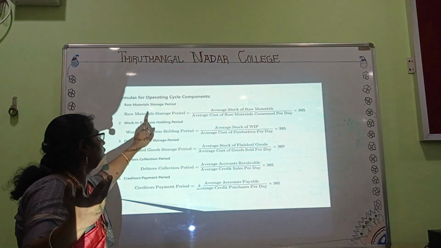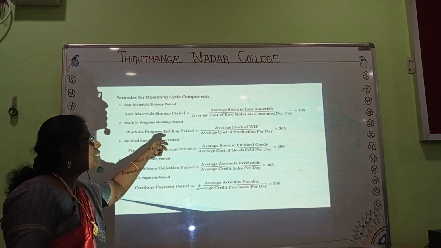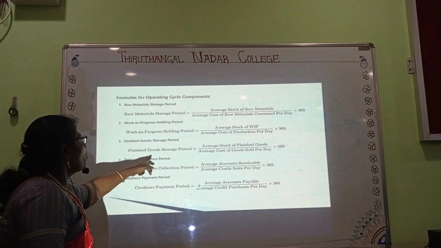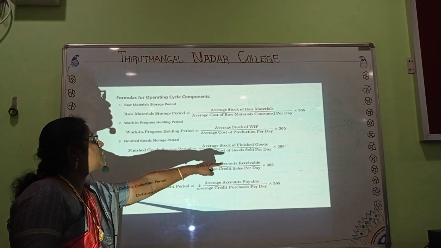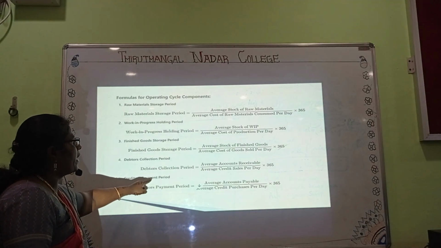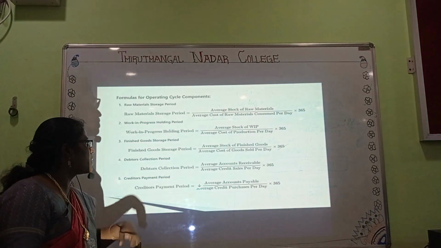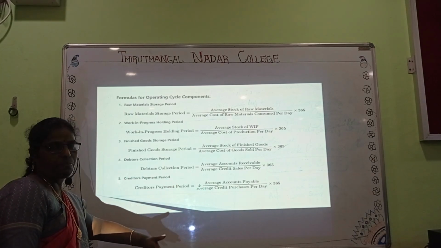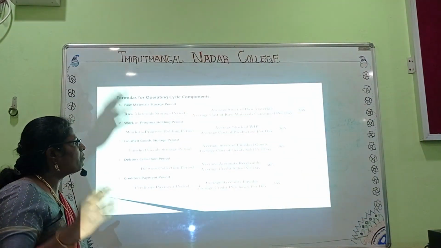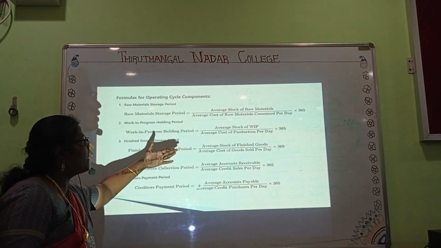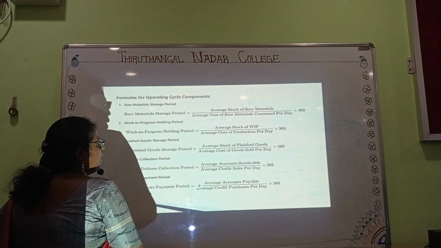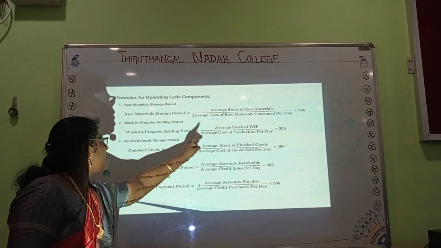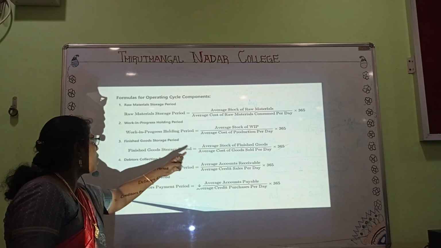How to remember this formula? Very easy. For raw material, write raw material. Work in progress is related to production, so write average cost of production. Finished goods storage period: here you divide by average cost of goods sold per day. The next one, debtors collection period. Debtors means credit sales, so divide by average credit sales. Creditors are related to purchases, so you divide by average credit purchases. So you can remember this formula very easily. All you have to divide by average cost. And in the numerator, it is average stock of raw material, average stock of work in progress, everything related to stock only, average stock of finished goods.